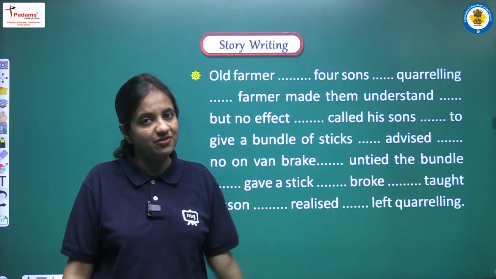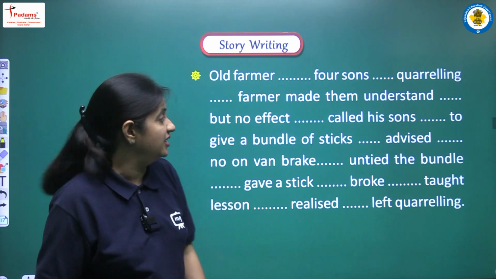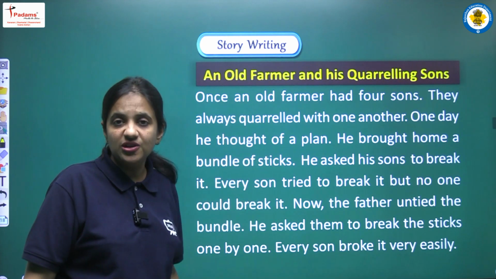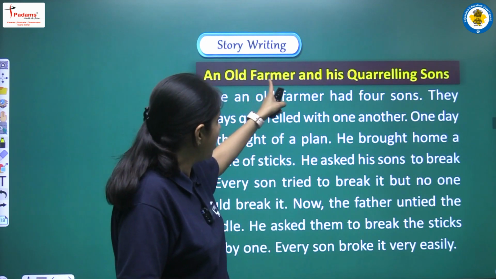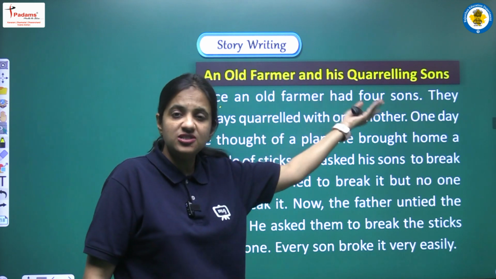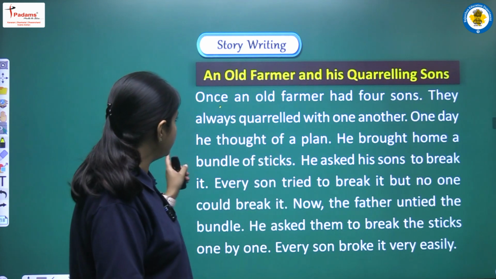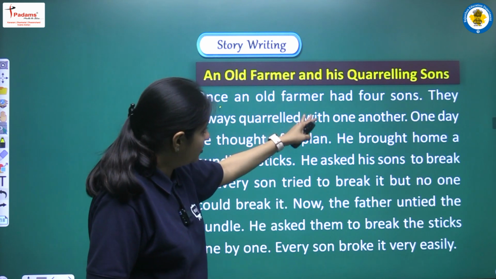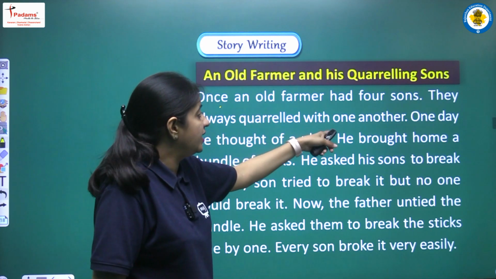Very easily we can frame the story, and yes, we have to write the title and the moral. So now let's have a look. Let's read how we can make the story. So this is the title: An Old Farmer and His Quarreling Sons. We can write "and his 4 sons" also. Okay, so let's see. Once an old farmer had 4 sons. They always quarreled with one another.